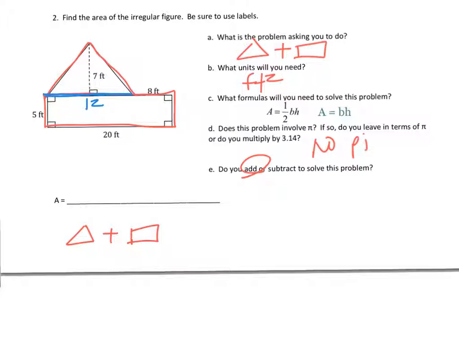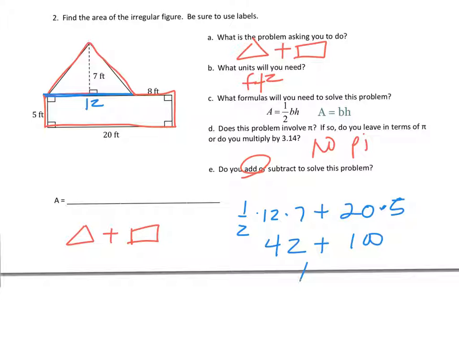So, again, the triangle is going to be 1/2 base times height, so the base is 12, and the height is 7. And the rectangle is going to be base times height, so that's 20 times 5. So, on the left side here, I'll have 42. So again, half of 12 is 6 times 7 makes it 42, plus 5 times 20 is 100. So we get 142, in this case, feet squared. So 142 feet squared.